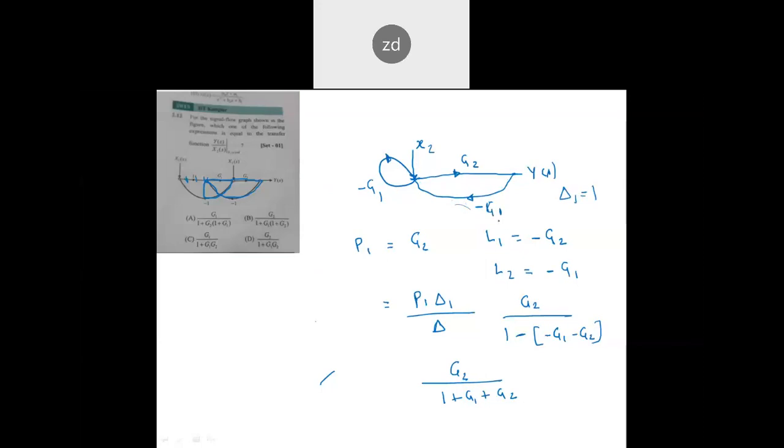So now my loop 2 becomes, if loop 2 is minus g1, no problem. This is minus g1 g2, right? This is basically minus g1 g2. So the sum of the loops would be minus g1 g2. Here also it would be g1 g2. So I can clearly state that this is g2 over 1 plus, I can take the g1 out, and this will be 1 plus g2. So this is the solution to this question.